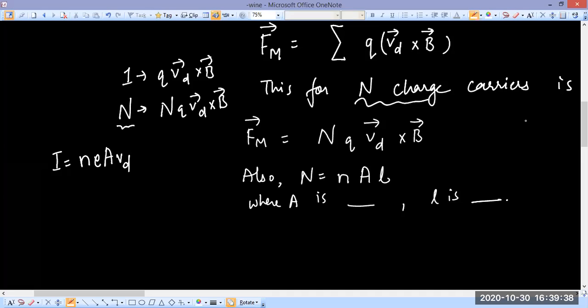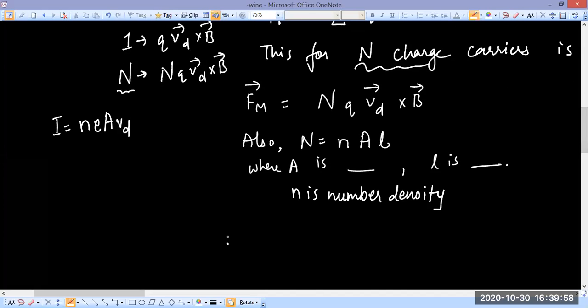Okay, small n is number density. યાદ આવ્યું? કદાચ કોઈને હજી યાદ ન આવ્યું હોય તો. Small n is number density of the charge carriers. So finally, you could write it as Fm is equal to small n into q into a into vd, right? Okay, into l cross b. હમણાં એક વસ્તુ કરું છું, આવી રીતે લખ્યું.